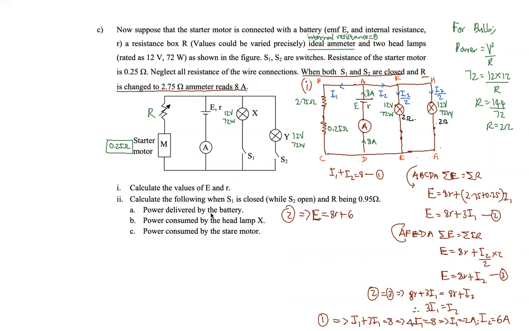Next one, calculate the following when S1 is closed and S2 is open, right? S1 is closed, so this part doesn't work. Only this will work, where R is 0.95, then 1.2 ohm on this side. Power delivered by the battery. The problem is, once again, we will not know the simple R. Without knowing simple R, we can't find the current. Okay, I'll leave this question and get back to it a little later, otherwise we'll be just circling around this question.